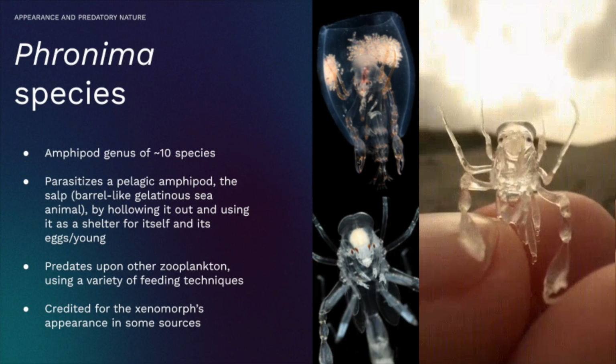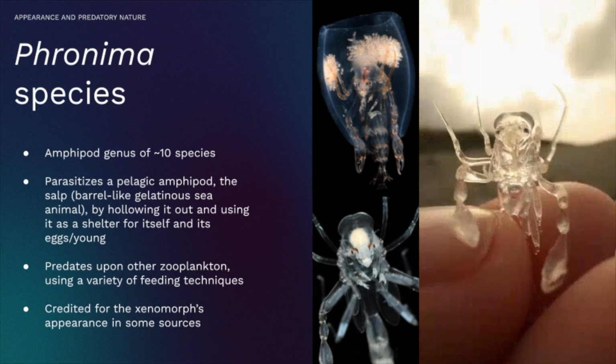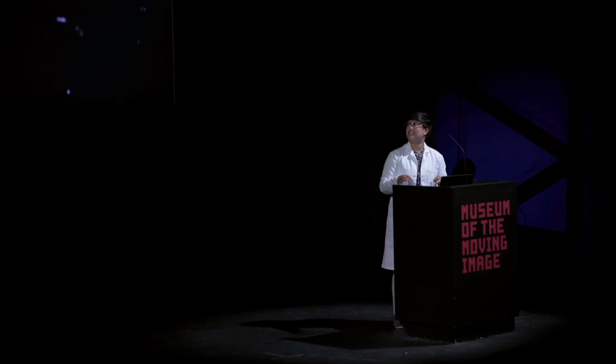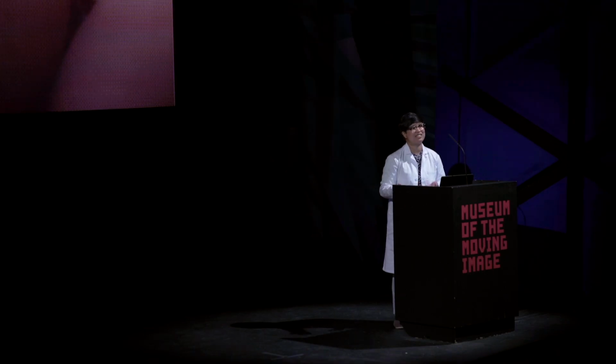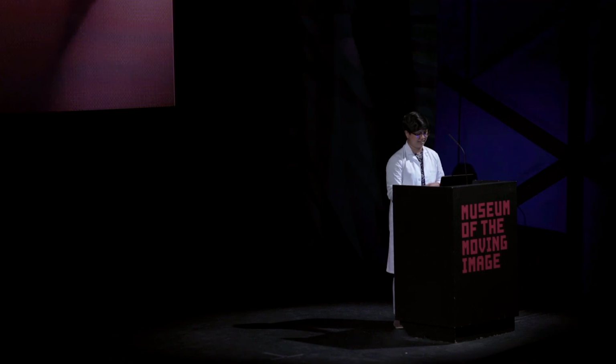They also predate upon a bunch of other species of plankton, and since they have so many limbs, apparently they have different strategies depending on what they're hunting. So if you were at the screening, you saw all those different deaths that the xenomorph expressed upon its victims, and the Phronima species do the same thing.